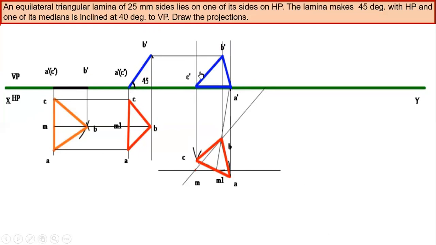This is the construction of the triangle in the third position, and you have to represent the beta angle. The beta angle is 65 degrees. So this completes the problem.